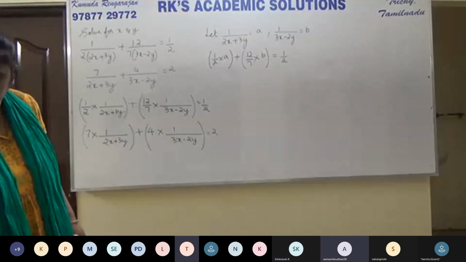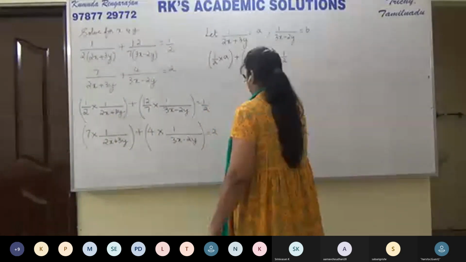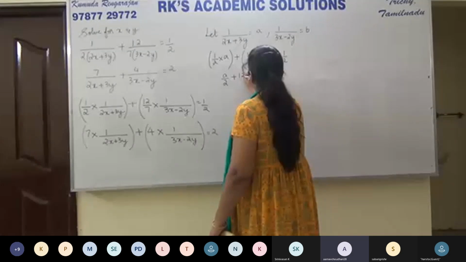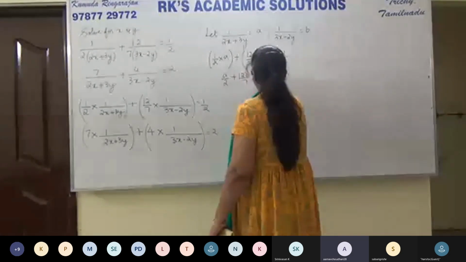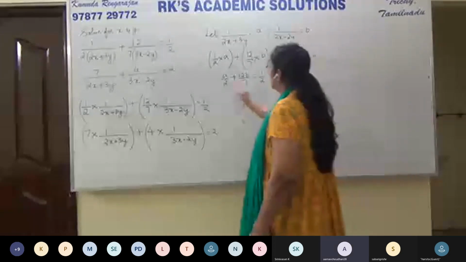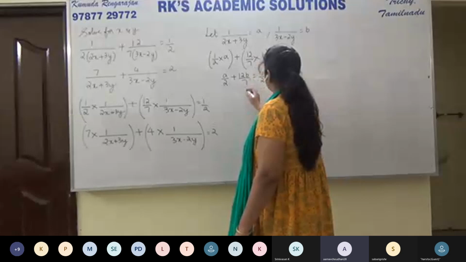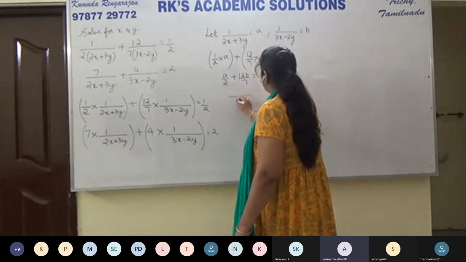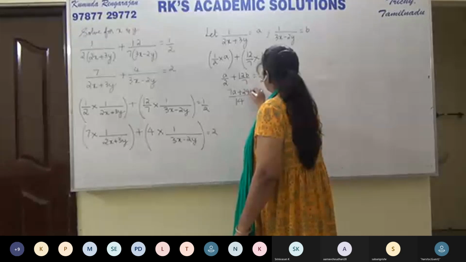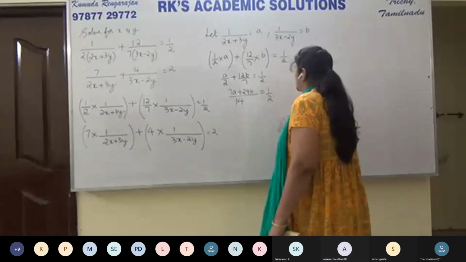Yes, ma'am. Okay, so let's simplify this, children. Tell me what you get from this. A by 2 plus 12b by 7 is equal to 1 by 2. Take up the LCM, children. What's the LCM? 14. So 7a plus 24b is equal to 1 by 2.